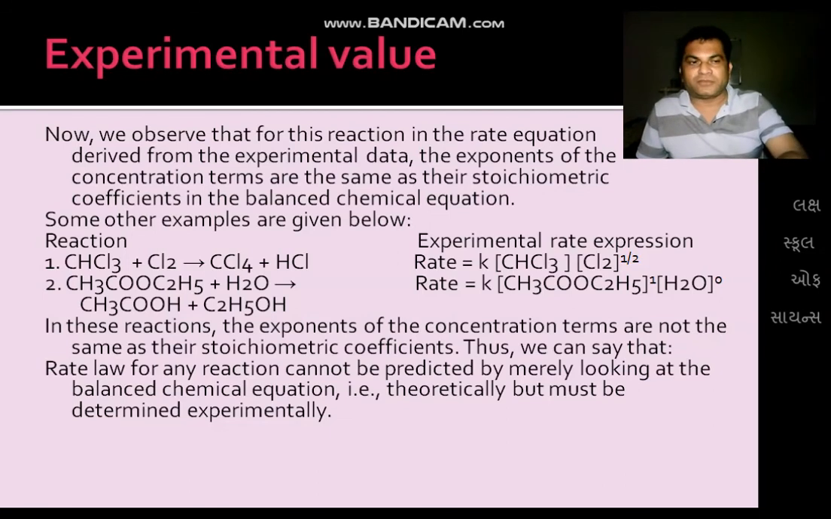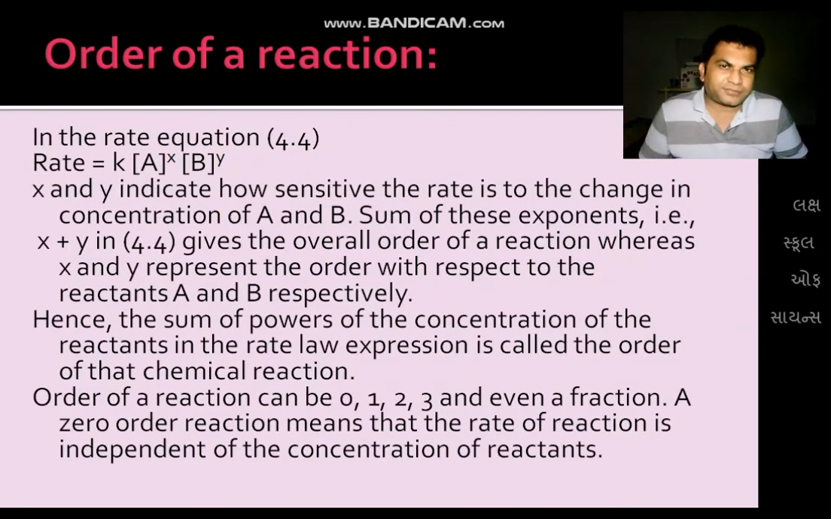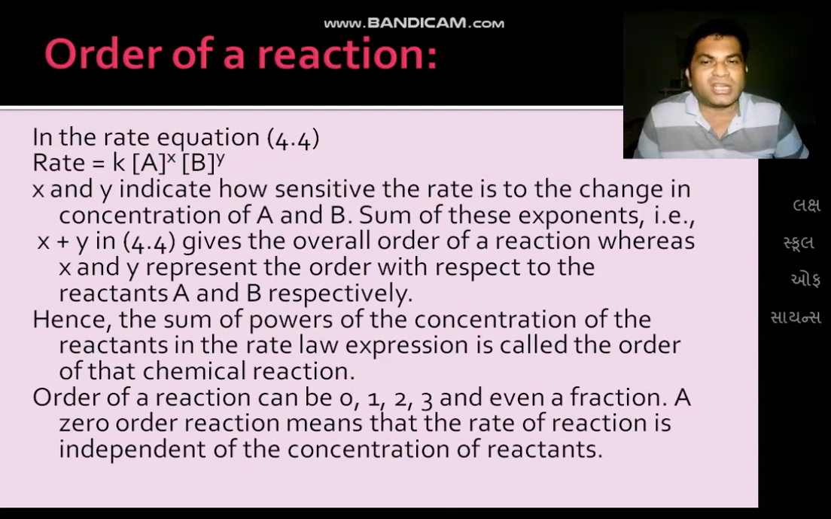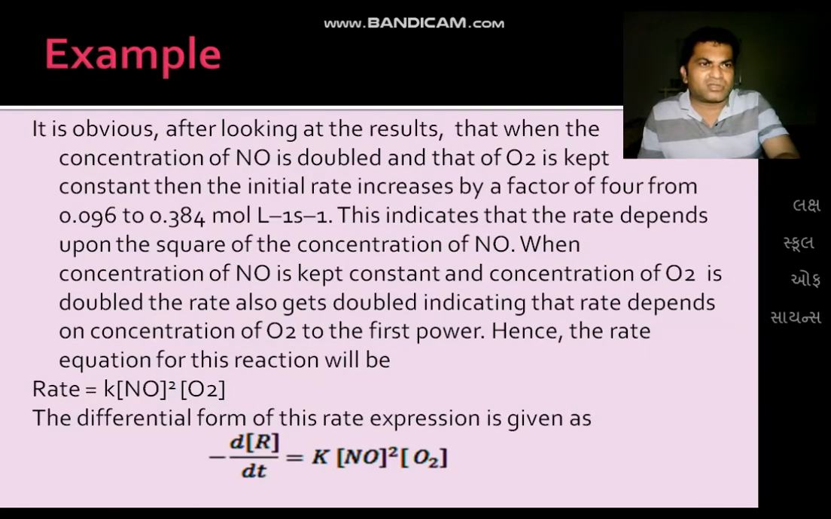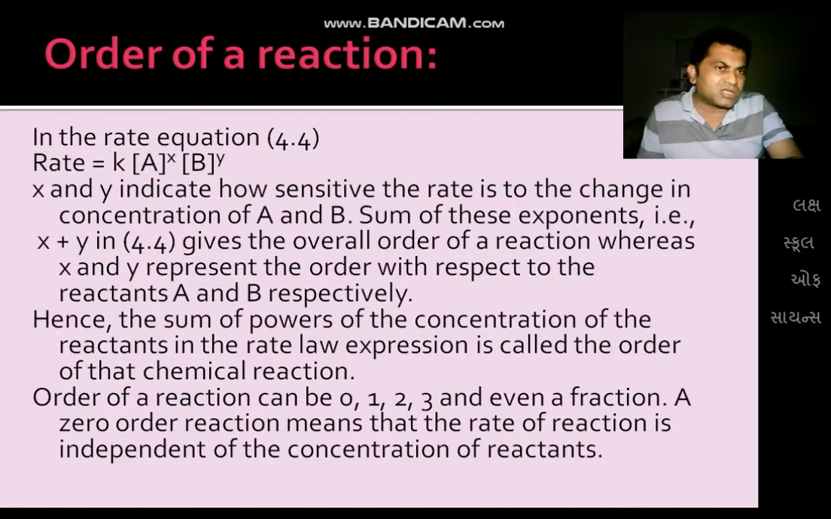Okay, let's go. Now next point, order of reaction. In the rate equation, rate is equal to K[A]^x[B]^y. This is the rate equation. X and Y indicate how sensitive the rate is to the change in the concentration of A and B. In this case we saw how sensitive the rate is to NO: it is sensitive to the power 2 and to the other with power 1, so the total power is 2 plus 1, 3. This we call the order of reaction. So the total power, the addition, is known as order of reaction.